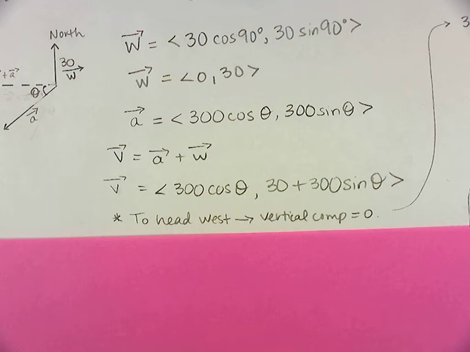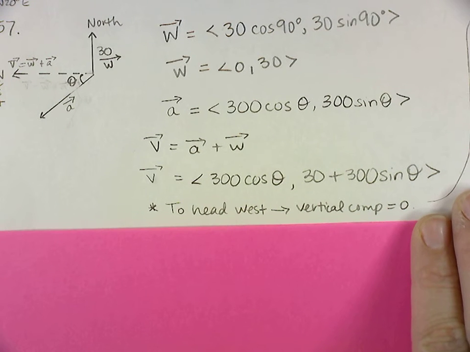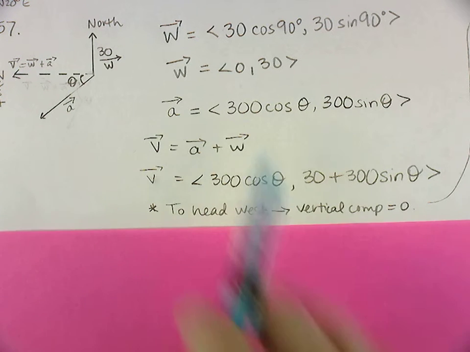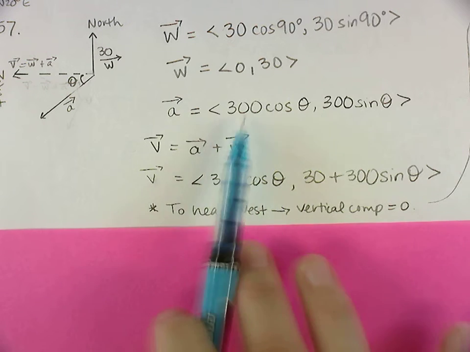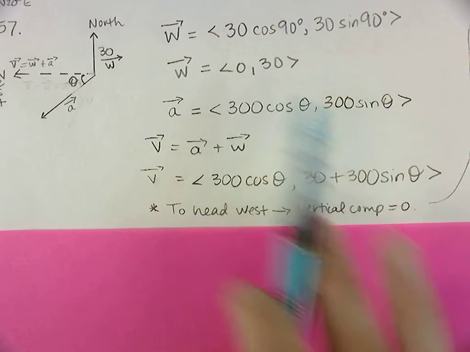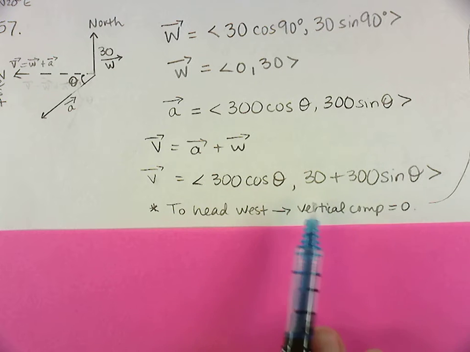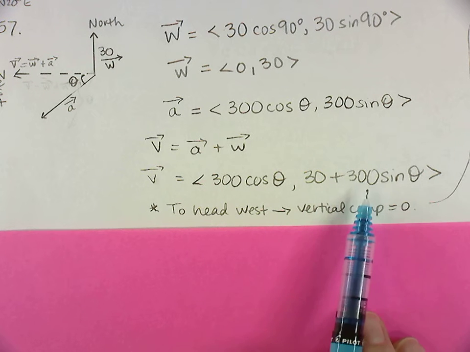Yes, Sydney. So, like, you add the 30 instead of putting it in front of the theta? Yeah, so when you're adding these two together, this is 0 plus 300 cosine of theta. So you're adding 0 and 300 cosine of theta. Here you're adding 30 and 300 sine of theta. And you can't add the 30 and the 300. Do you guys know why you can't add those yet? Because there's a theta.